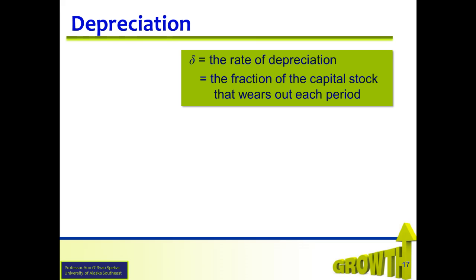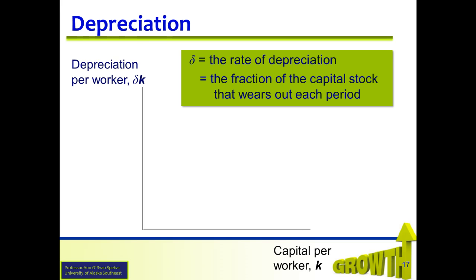Depreciation is some portion of capital and must be replaced every year. For example, if capital lasts on average 25 years, then the depreciation is 4%, and delta is 0.04. The total amount of capital that depreciates each year is 0.04 times K. Here is the graph of the depreciation of capital per worker. Note that the slope of the depreciation function is delta.